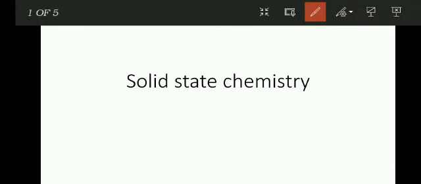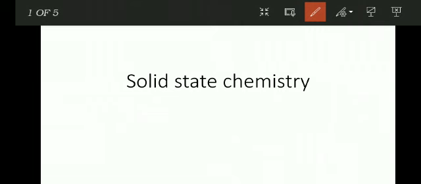Yes, students, let us revise in short what we have studied in solid state chemistry. Now, as you know, solid state chemistry is all about solid state. So, we have studied different types of solid state. We have studied how they are arranged, what are their different arrangements. So, basically, in this chapter, we have focused upon the arrangement of the solid systems, right?